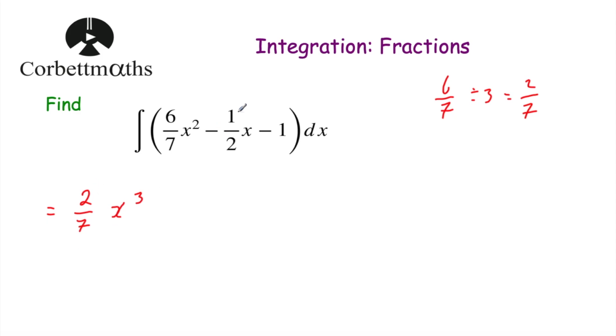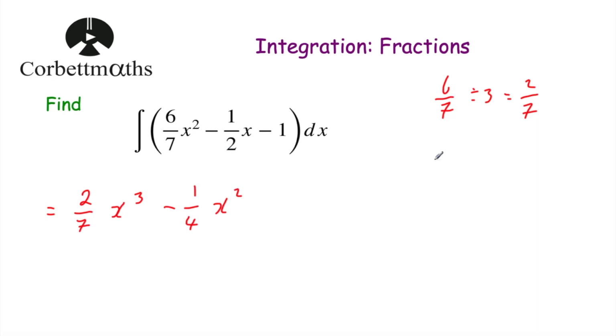Now we've then got minus 1/2 x, so we now need to integrate minus 1/2 x. So we're going to increase the power of x by 1. So here the power is 1. When you increase it by 1, you're going to get squared, so that'll be x squared. And then you're going to divide by the new power. So we've got here minus 1/2, and we're going to divide it by 2, because we're dividing by that new power. Now minus 1/2 divided by 2 would be minus 1/4, so that's going to be minus 1/4 x squared.